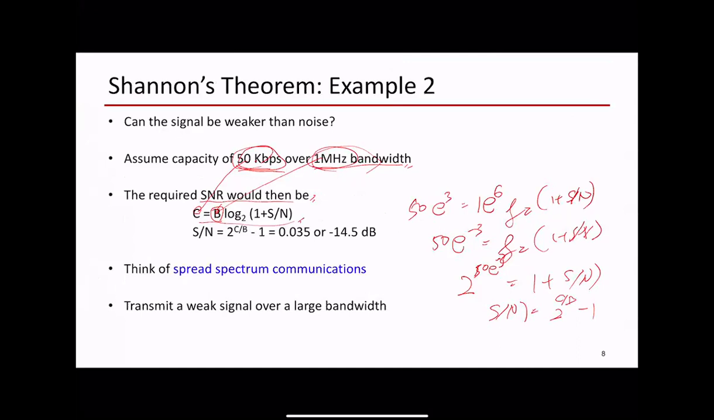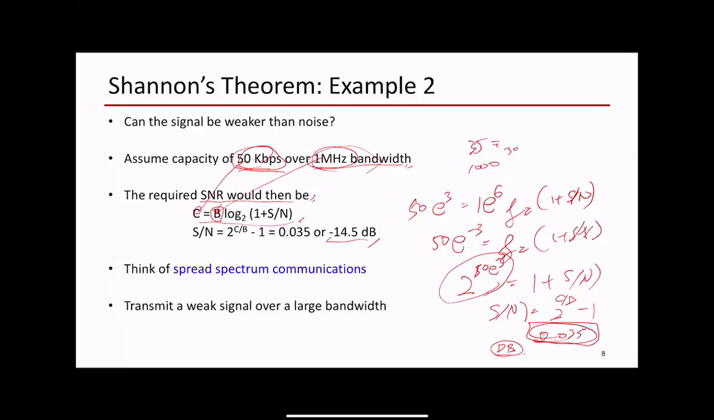Okay, so if you calculate this number, minus 1, which is 0.035. If you compare this value in dB, it's minus 14.5. So what does this mean? Signal is 35 and noise is 1000. Even if your noise is about 30 times bigger, we still can communicate.